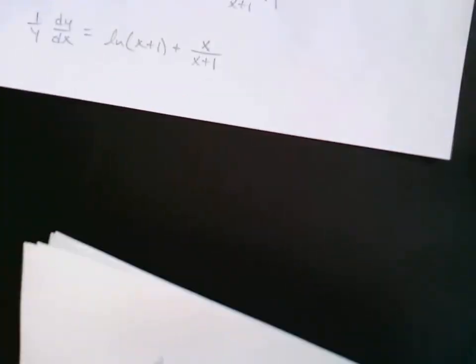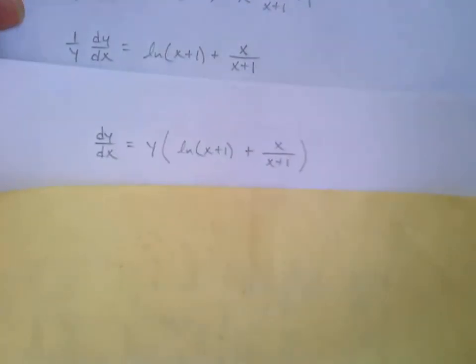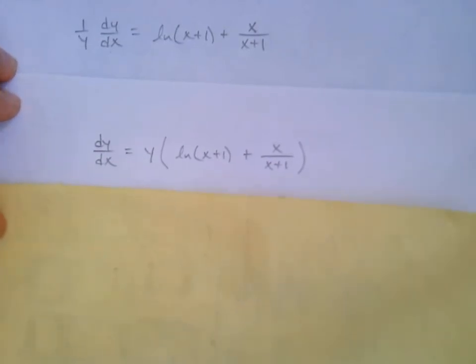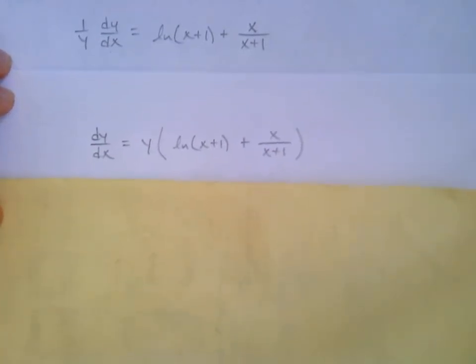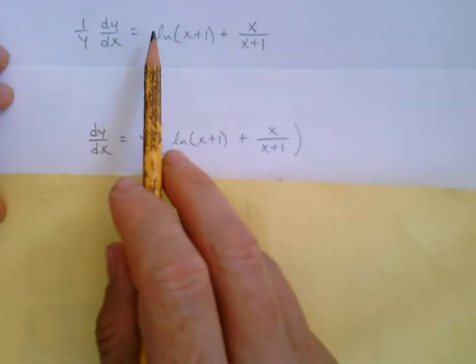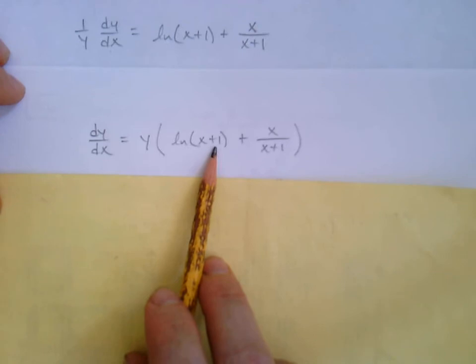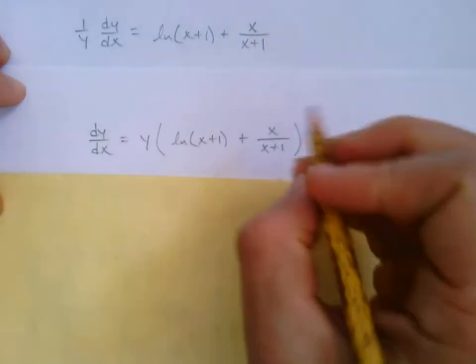Let me include this page again. There we go. Okay, so multiplying the y over, we've got y times the whole thing, big parentheses, natural log of x plus 1, plus x over x plus 1.